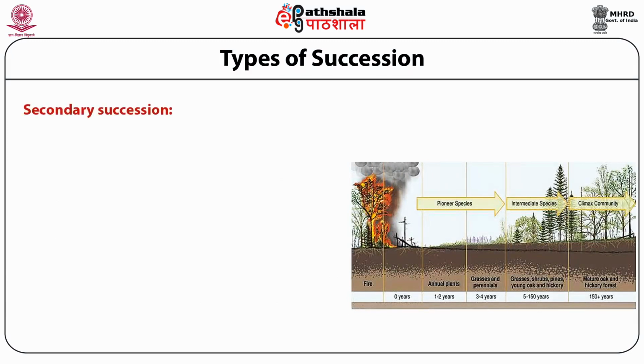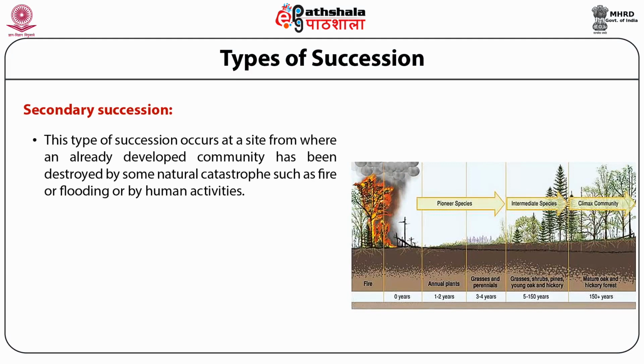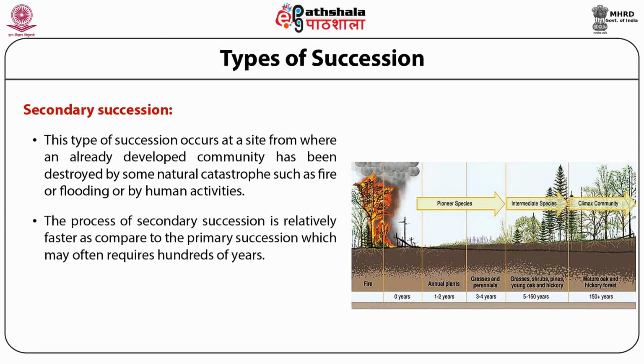Second is secondary succession. This type of succession occurs at a site where an already developed community has been destroyed by some natural catastrophe such as fire, flooding, or by human activities, and a series of communities subsequently develops at the site. The process of secondary succession is relatively faster as compared to primary succession, which may often require hundreds of years. Secondary succession occurs faster as the area has enough nutrients and other favorable conditions deposited by the previously occupied community, which accelerates the succession process.